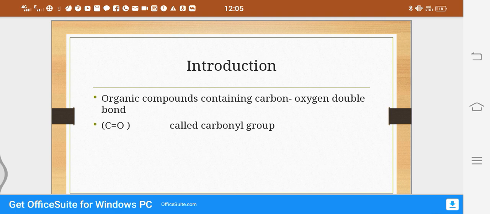Then next, the functional group of carboxylic acid is dash COOH, called the carboxylic group. COOH is the carboxylic group, CHO is aldehyde, C double bond O is ketone and COOH is carboxylic acid.